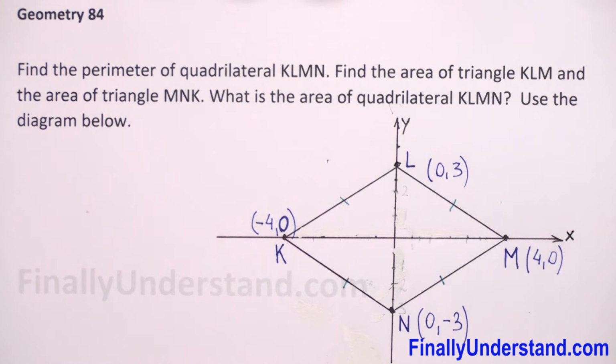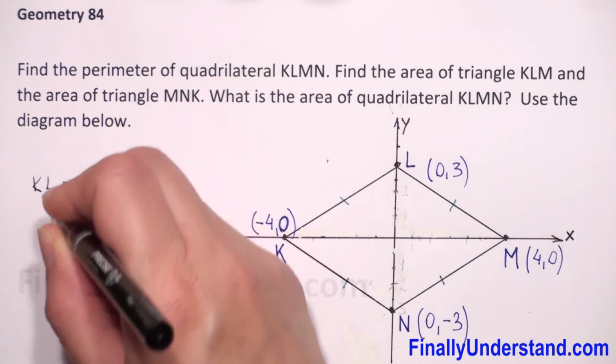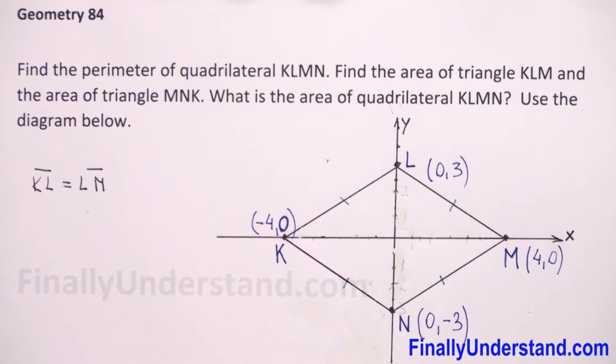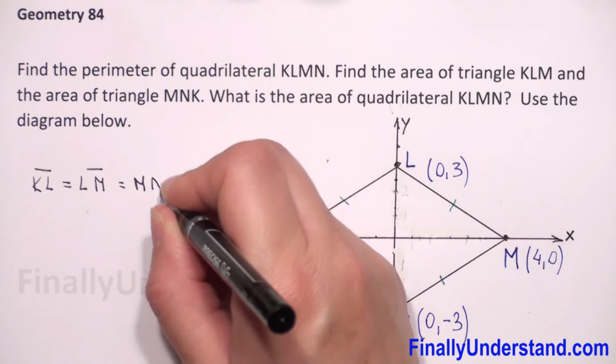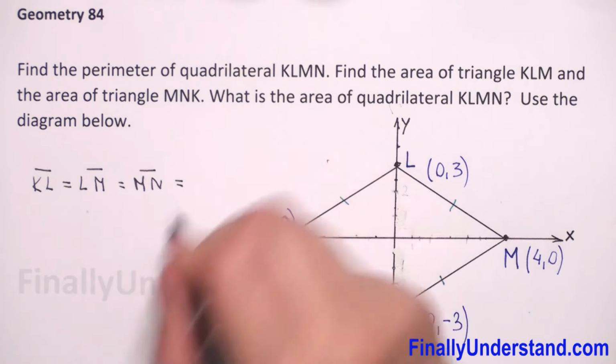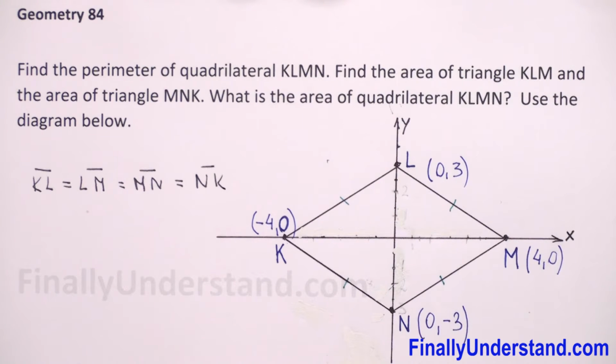So the sides are equal. So we can write that segment KL is equal to LM, and MN is equal to NK. Or you can write KN, it doesn't matter. So we have a regular quadrilateral.